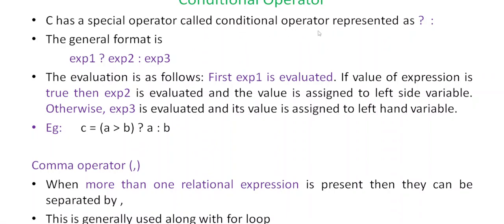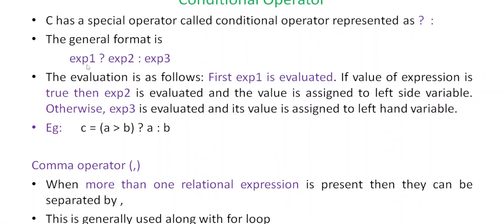C has one special operator called the conditional operator, which is question mark colon. It can be written like this: expression 1 question mark, expression 2 colon, expression 3. In this case, what happens is expression 1 is evaluated.